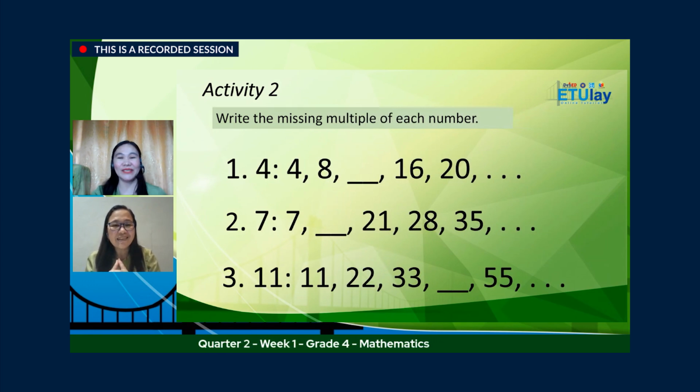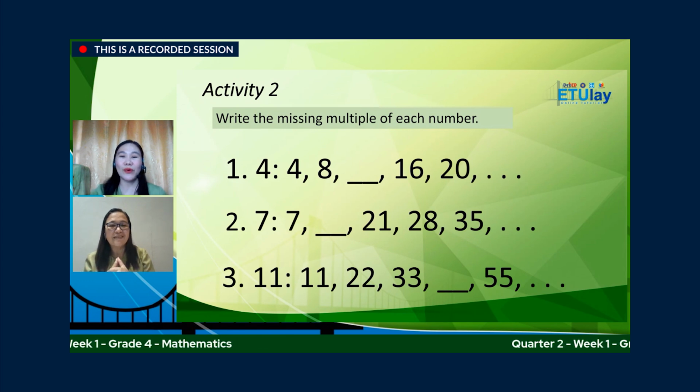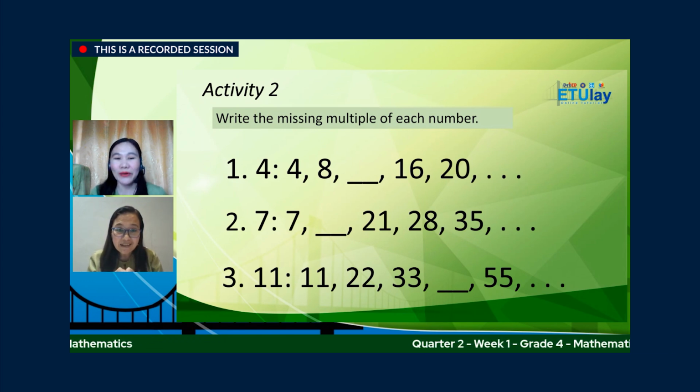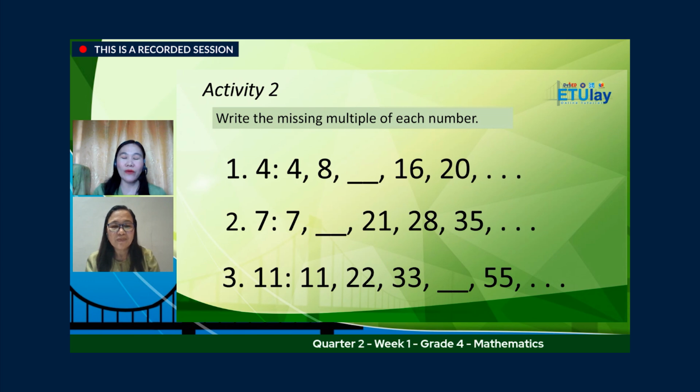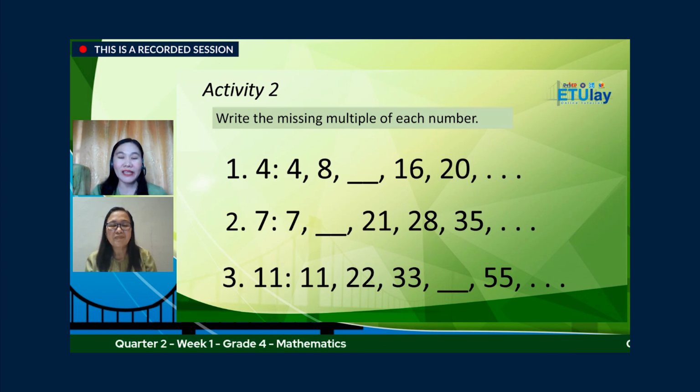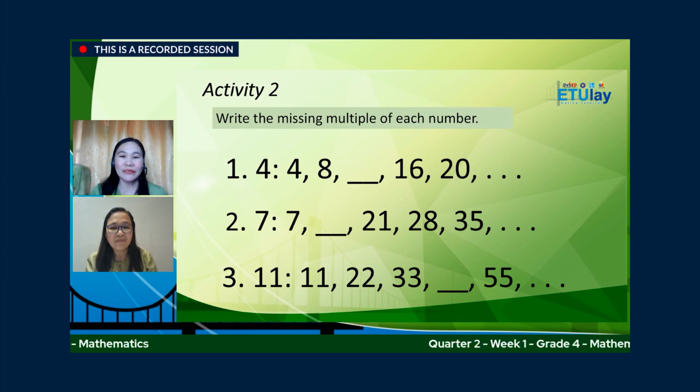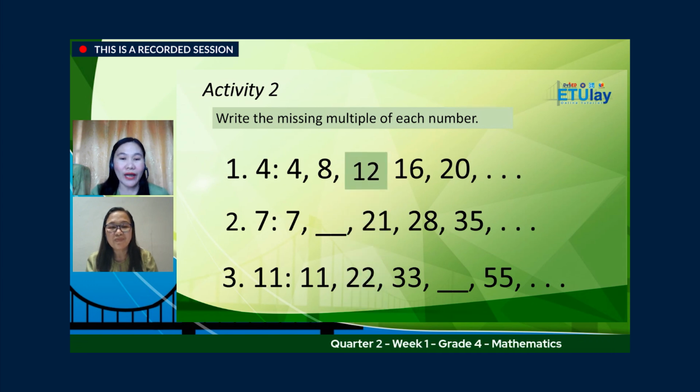Okay, activity 2 naman tayo, Tutor Wella. So write the missing multiple of its number. So we have number 1, 4. So what are the multiples of 4? So we have 4, 8, blank, 16, and 20. So what is the missing multiple? If your answer is 12, very good.